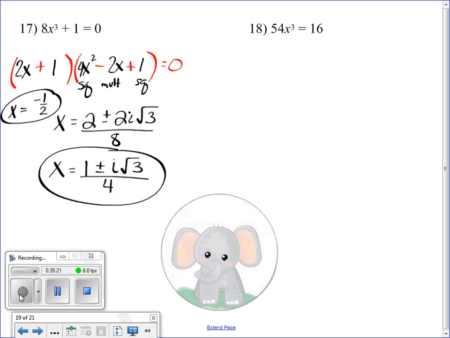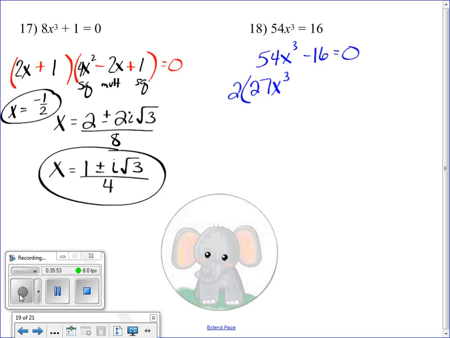All right. How about number 18? What do you want to do first? Subtract 16. 54x cubed minus 16. All right, I'm looking at them like, two terms. Cubes or squares? Cubes. Are 54 and 16 on my list? No. What do I have to do? Good. It's got a GCF of 2.